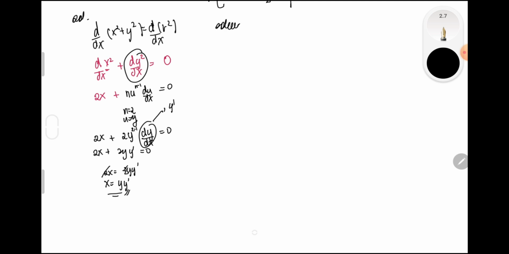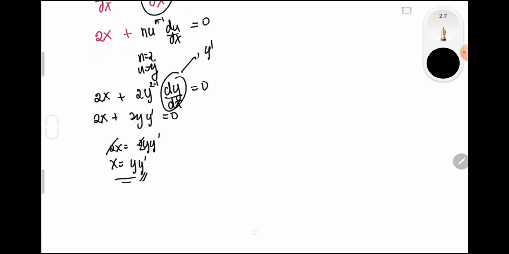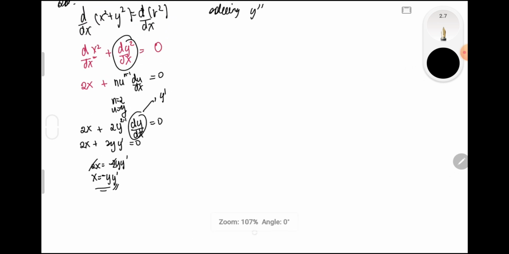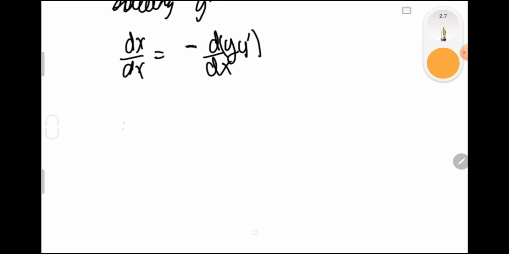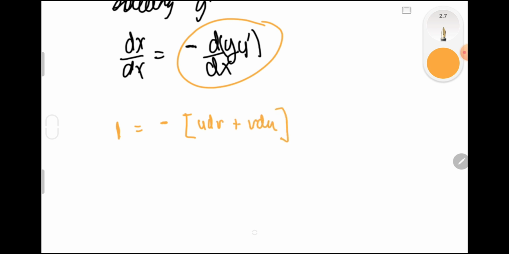So solving for y double prime, take note, it is negative, so we transpose, so this is x is equal to negative y y prime. Okay, so the derivative of x with respect to x is equal to negative multiplied by the derivative of y multiplied by y prime with respect to x. So take note that the derivative of x with respect to x will be equal to 1. And in this term, we will use our negative, of course, multiplied by our formula u dv plus v du, or what we call the product rule.